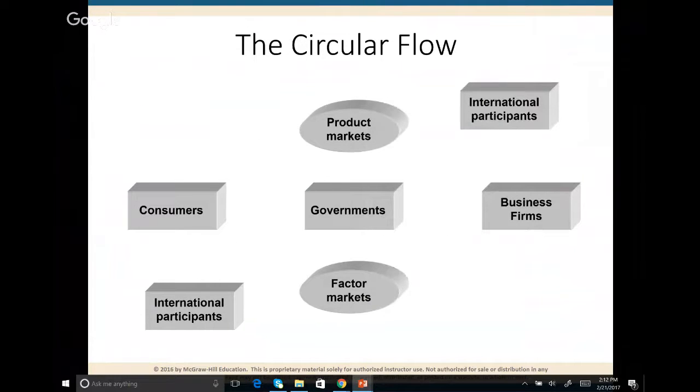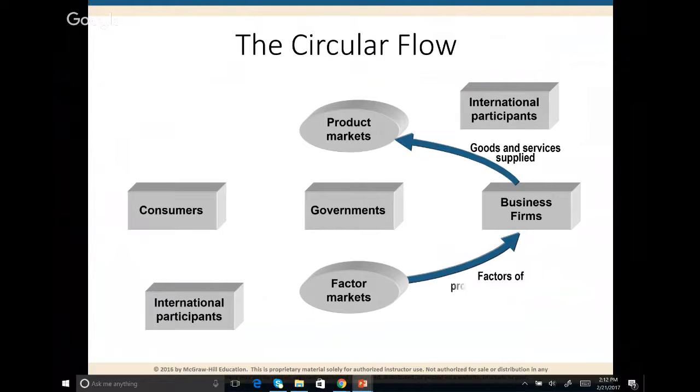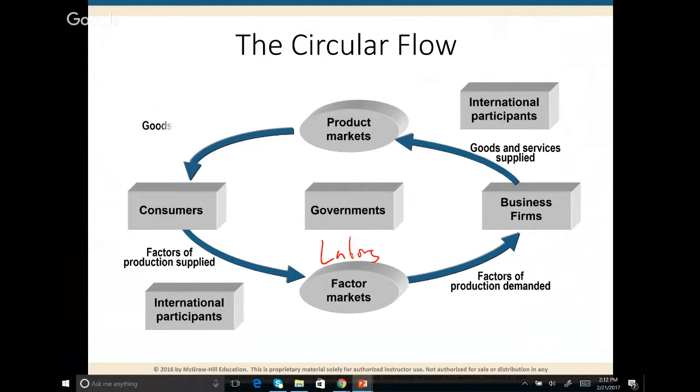Let me show you how this looks. First we have firms. Firms will supply goods and services in the product market, and at the same time, they will buy factor productions. Again, this is your labor, your capital, your raw material. And then for our consumers, we supply our factor productions: the labor and raw material. Then we get the money and buy goods and services from the product market.